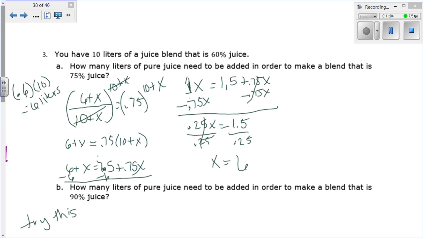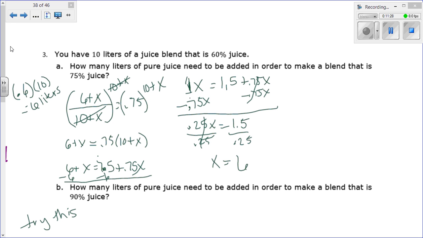Okay. Number 3, you have 10 liters of a juice blend that is 60% juice. How many liters of pure juice need to be added in order to make a blend that is 75% juice? Well, I have 10 liters, so 0.6, 60% is 6 liters. So it's 6 liters that are pure juice out of the 10 liters that I have.